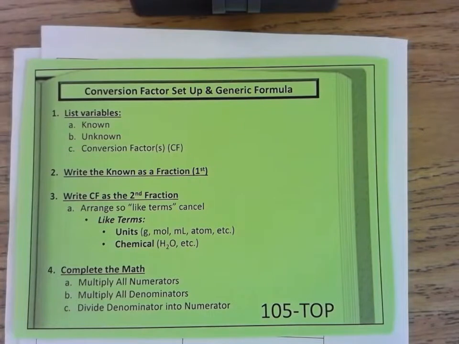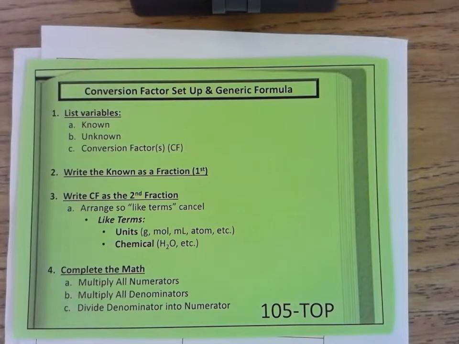You're going to arrange your conversion factors so "like terms" cancel, and I have that in quotes because like terms for this is going to be units, which are things like grams and moles and milliliters, could be atoms and molecules, etc., right? And also like terms could be chemicals, and it depends on your conversion which one you're paying attention to. Chemicals are like water, CH4, CO2, NH3. You have to have those in there so that you know what to cancel.